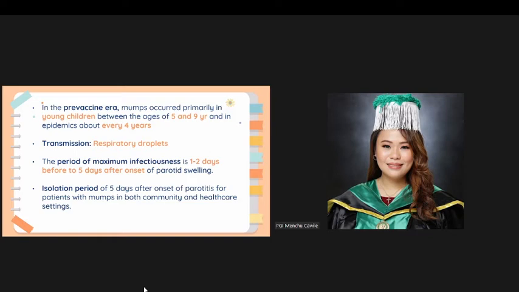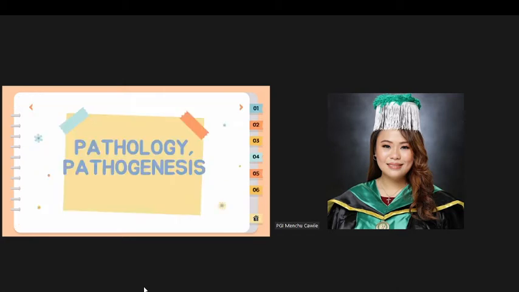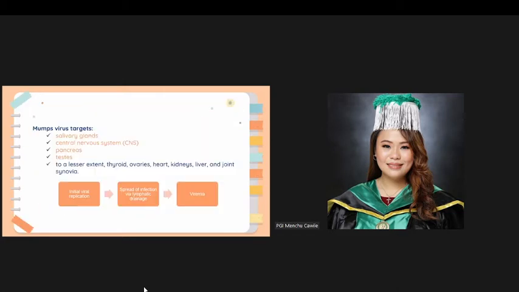For the pathology and pathogenesis, mumps virus targets the salivary glands, CNS, pancreas, testes, and to a lesser extent, thyroid, ovaries, heart, kidneys, liver, and joint synovia. Initial viral replication occurs in the epithelium of the upper respiratory tract. Infection then spreads to the adjacent lymph nodes by the lymphatic drainage, and viremia ensues, spreading the virus to targeted tissues.